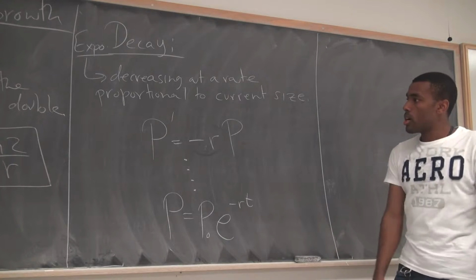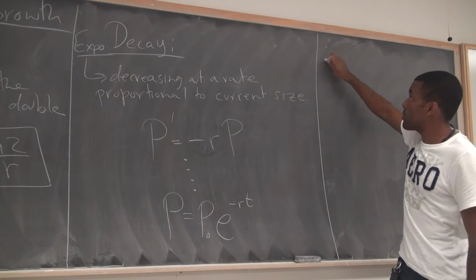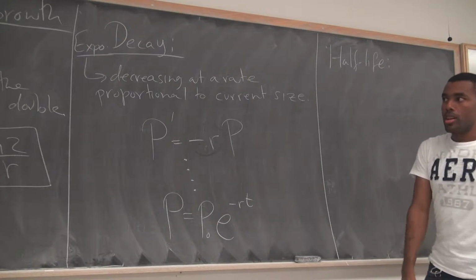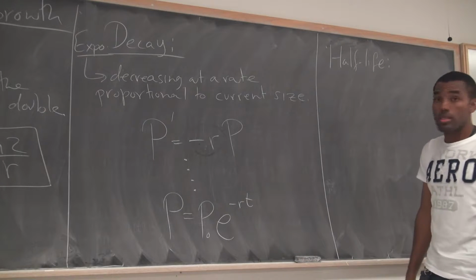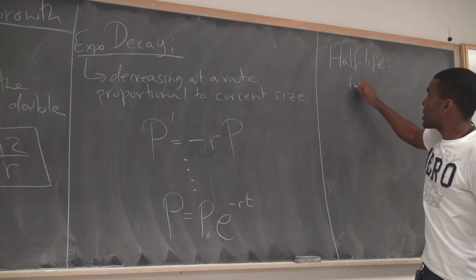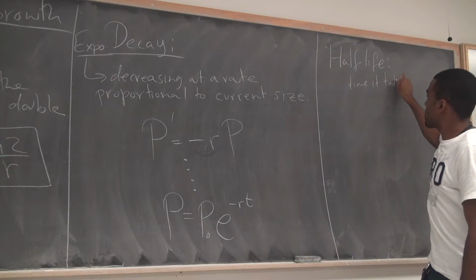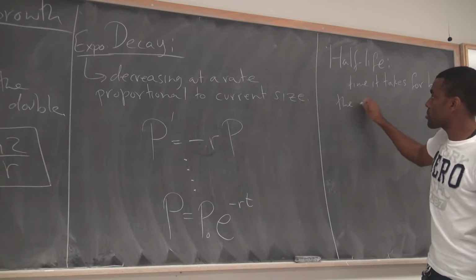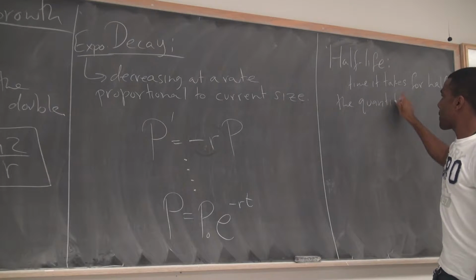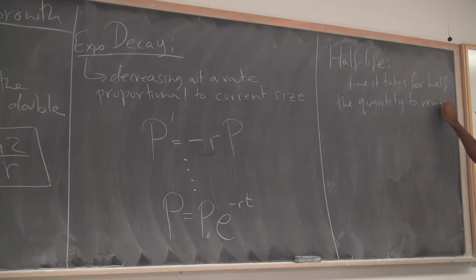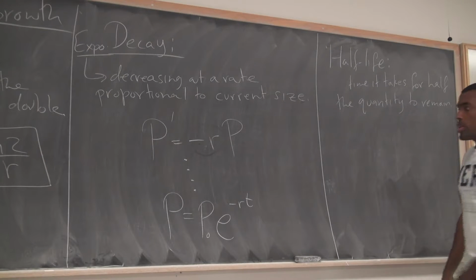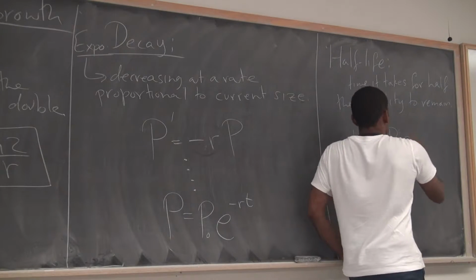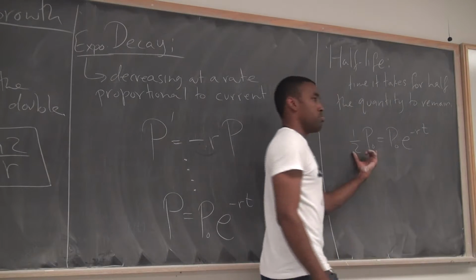Since this is decreasing, we're often concerned with what we call the half-life. You'll hear this mentioned all the time, especially in a science context. Right? So this is the time it takes for half the quantity to remain. Which means we can solve for that. How long does it take for me to have half of the original? I can just plug that in.